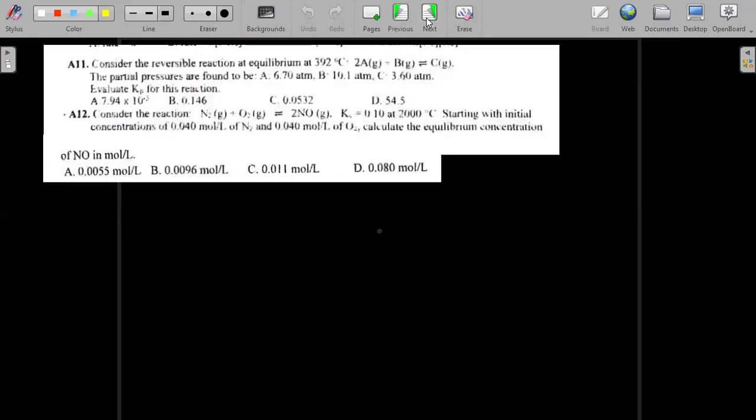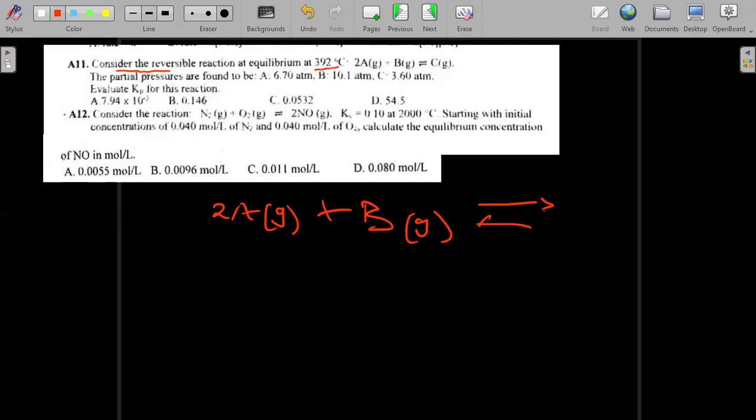So the first question there, they're saying, consider the reversible reaction at equilibrium at 392 degrees Celsius, where you have the reaction 2A, which is in gases, plus B, which is also in gases. It's producing, so this is the reversible, so we have these two mass symbols, it's producing C, which is also in gaseous state. Okay, and this is the reaction that we have been given.